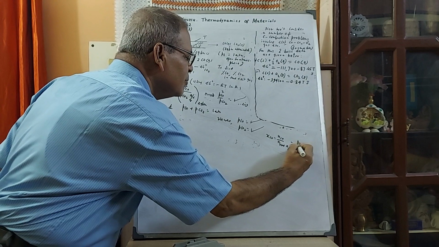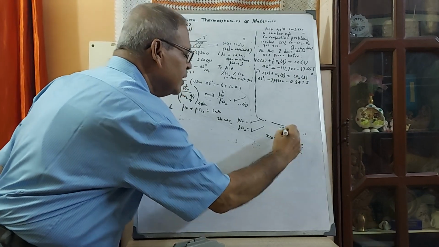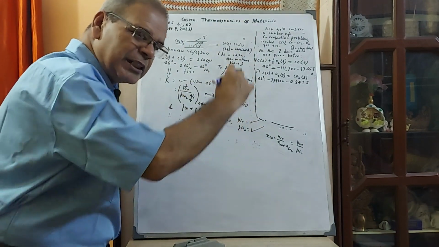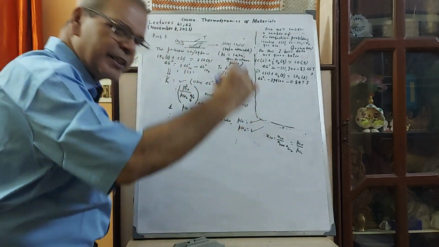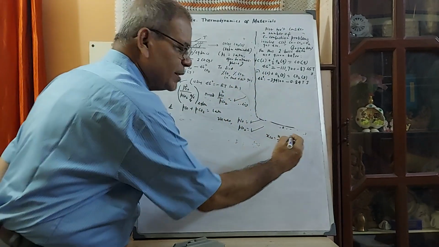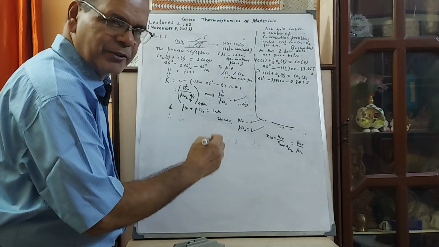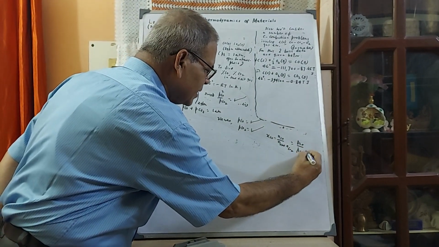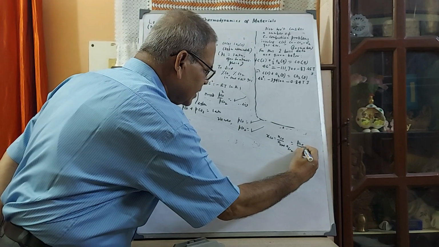Moles is PCO by PCO plus PCO2. You divide by N total, numerator and denominator, and multiply by pressure, numerator and denominator. N by N total times total pressure is the partial pressure. Okay, mole fraction is N by N total. So anyhow you can write this. It is so easy. I will not waste time on this so easy thing.